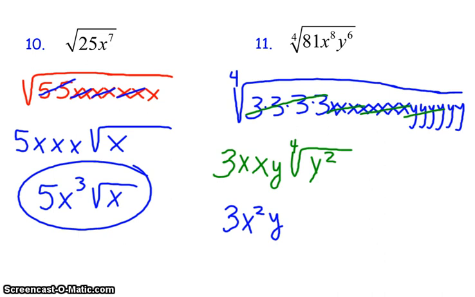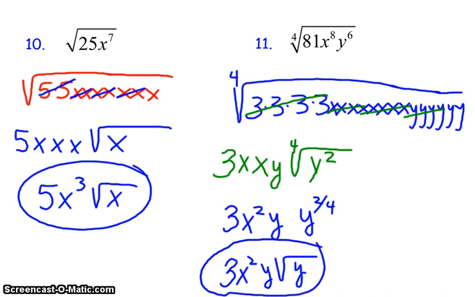And then I want you to notice that this, if I write y squared and it's a 4th root, if I wrote it in exponential form, it would be y to the 2/4, which is the same as y to the 1/2. So in radical form, it would be 3x squared y times the square root of y. Be careful on simplifying this piece here, just to make sure you have it all the way done.